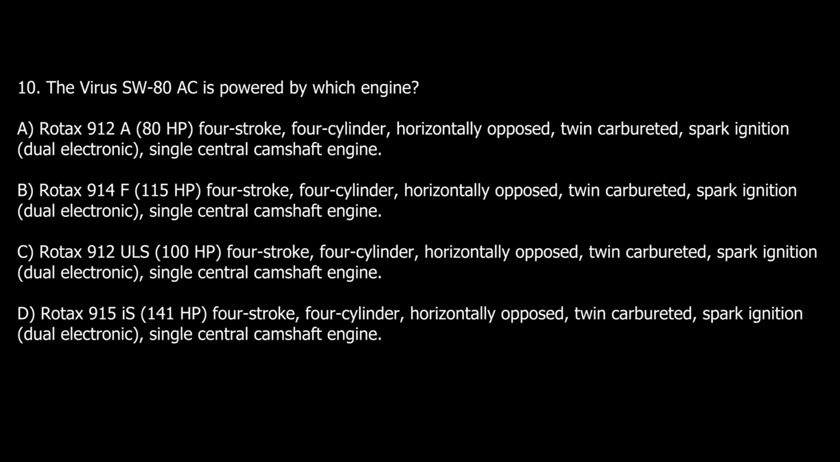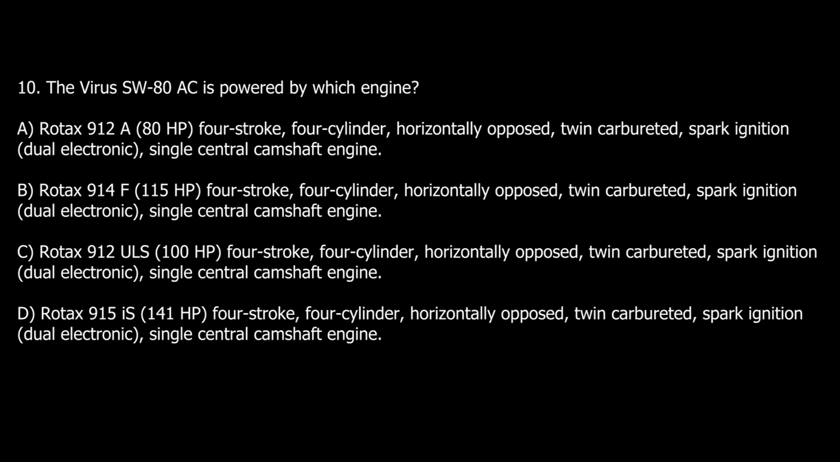Question number 10. The Virus SW-80 AC is powered by which engine? A. Rotax 912A, 80 HP, 4-stroke, 4-cylinder, horizontally opposed, twin carbureted, spark ignition, dual electronic, single central camshaft engine. B. Rotax 914F, 115 HP, 4-stroke, 4-cylinder, horizontally opposed, twin carbureted, spark ignition, dual electronic, single central camshaft engine.